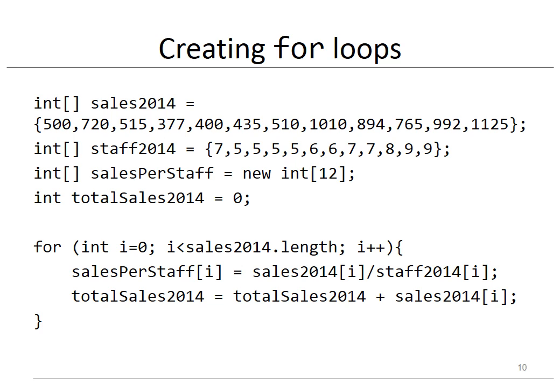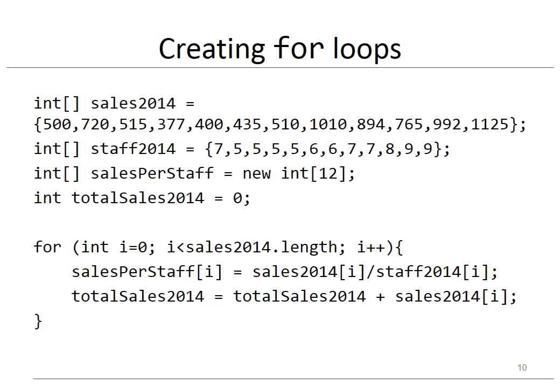Question: why is the termination criterion i strictly less than sales2014.length and not less than or equal? Well, the length of the array is 12, but the first element is stored at index 0 and the final element at index 11. So we need to use strictly less than and not less than or equal.